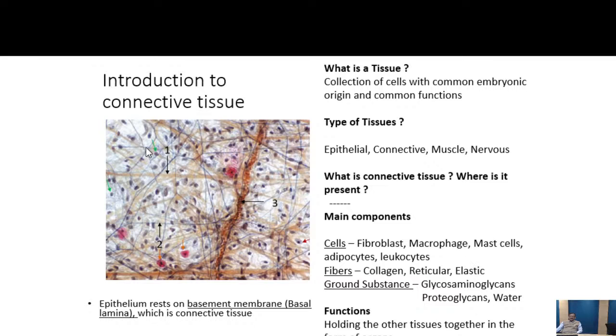So, what are the examples? Where do you get connective tissues? Epithelium rests on basement membrane, which is derived from the connective tissue, and superficial fascia is an example of connective tissue. Liver is composed of parenchymal cells called hepatocytes. These cells are held together by connective tissue. So you can see where all connective tissue can be present.